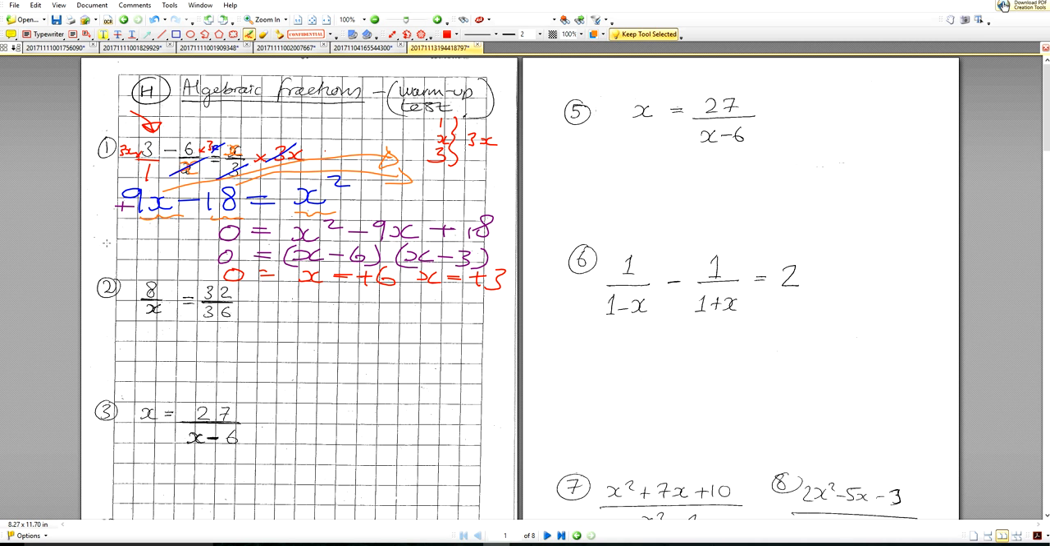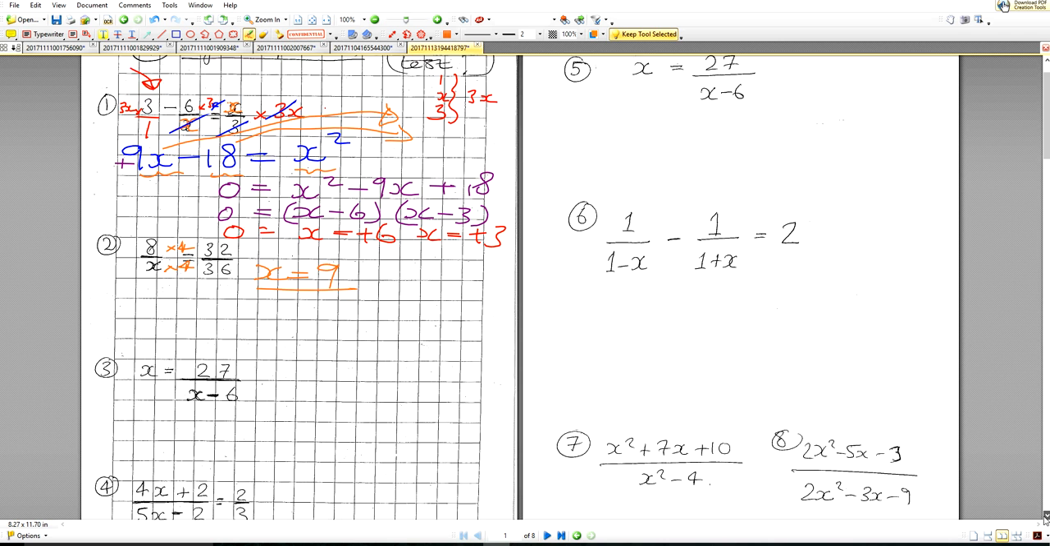Okay, next question. We have 8 over x equals 32 over 36. Now, this can be done quite simply as an equivalent fractions question. So we could do this as, let's get a different color. 8 times by 4 is 32. So the bottom one times by 4 will give you 36. So that means x must be equal to 9. And that one's done in one quick scoop. Done.